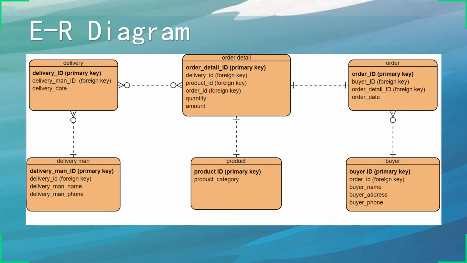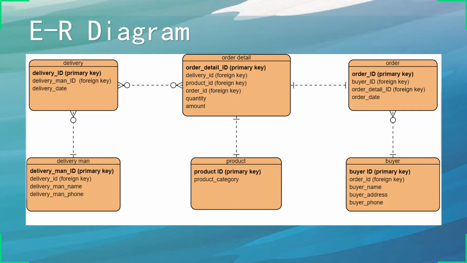The first table on the left is the delivery, which contains delivery ID, delivery man ID, and the delivery date. Delivery ID is the primary key and delivery man ID is the foreign key. The foreign key delivery man ID is associated with the delivery man table, which is a many-to-one relationship, which means many deliveries can only be accepted by one delivery man, and one delivery man can accept many deliveries.